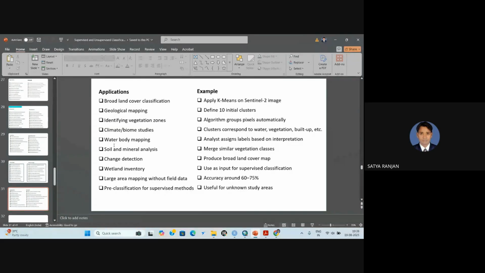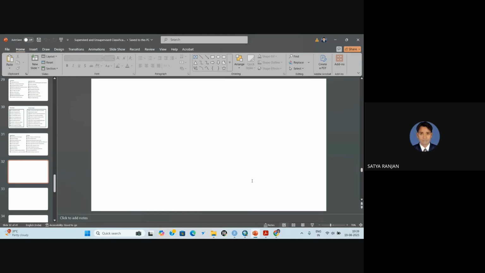And some example is applying k-means on a Sentinel-2 image, where the algorithm groups pixels, then produces a broad land cover map for particular areas in very quick time. And this accuracy is between 60 to 70%. Maximum accuracy is 75%. So it is useful for unknown study areas.